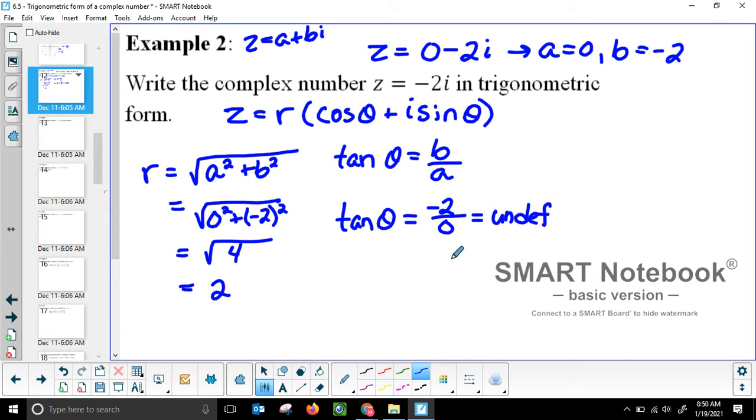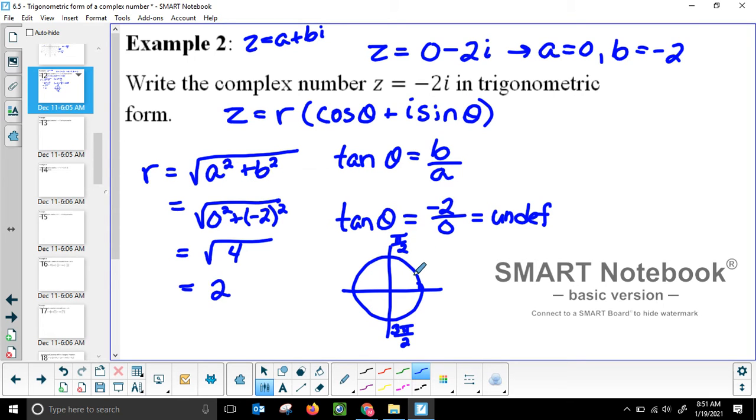Okay, well, we think that doesn't help us, but it actually can. If we think about our unit circle, where is my tangent undefined? Well, my tangent is going to be undefined here at pi over 2, and at 3 pi over 2. So this is where my tangents are going to be undefined.